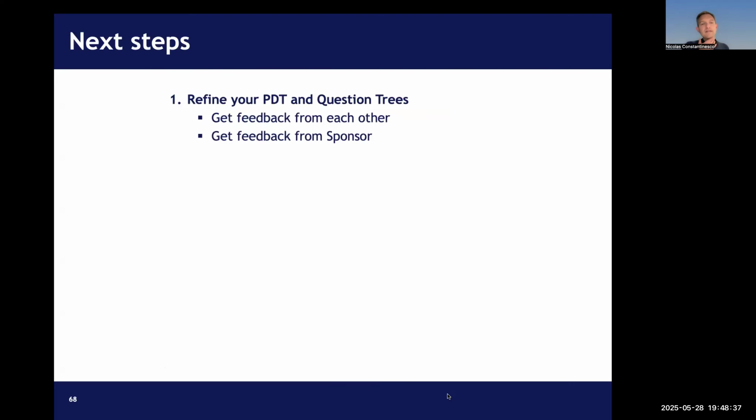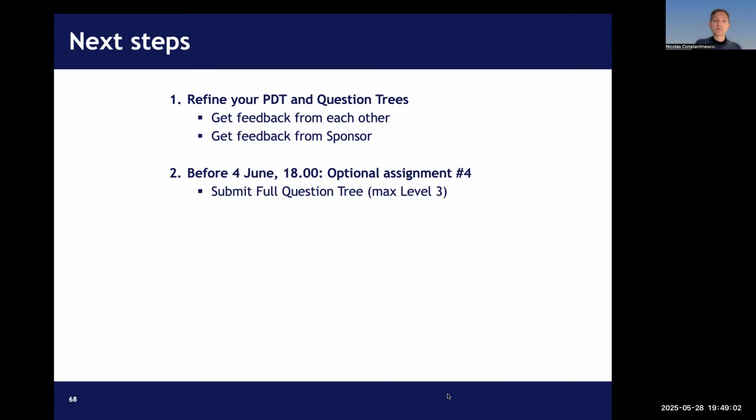So next steps. My suggestion: refine your PDT and question trees, get feedback from each other, get feedback from the sponsor. And then the next webinar will be entirely dedicated to giving feedback on question trees. So if you want to get feedback on it, please submit before the 4th of June. Your optional assignment number 4: submit a full question tree.